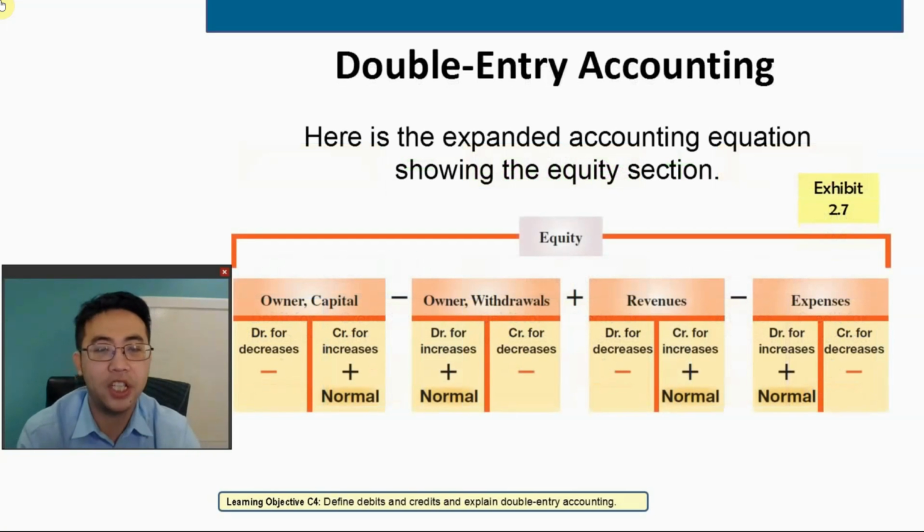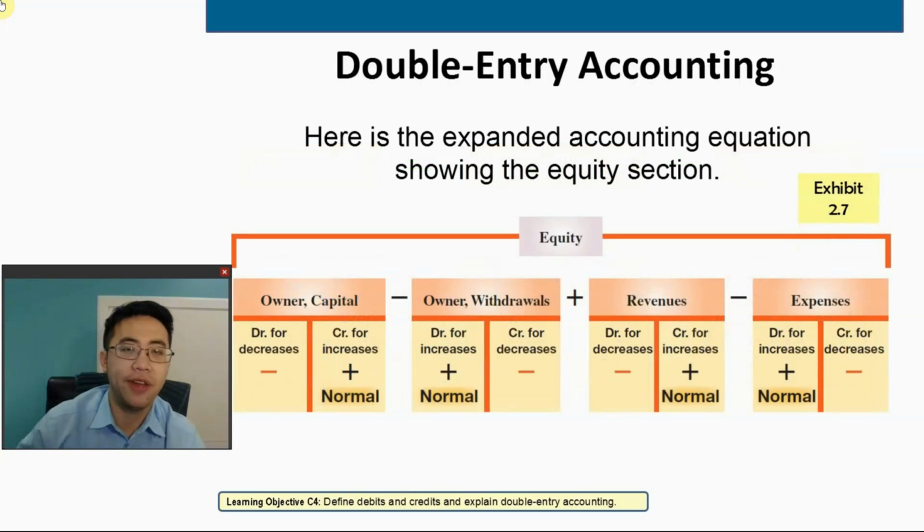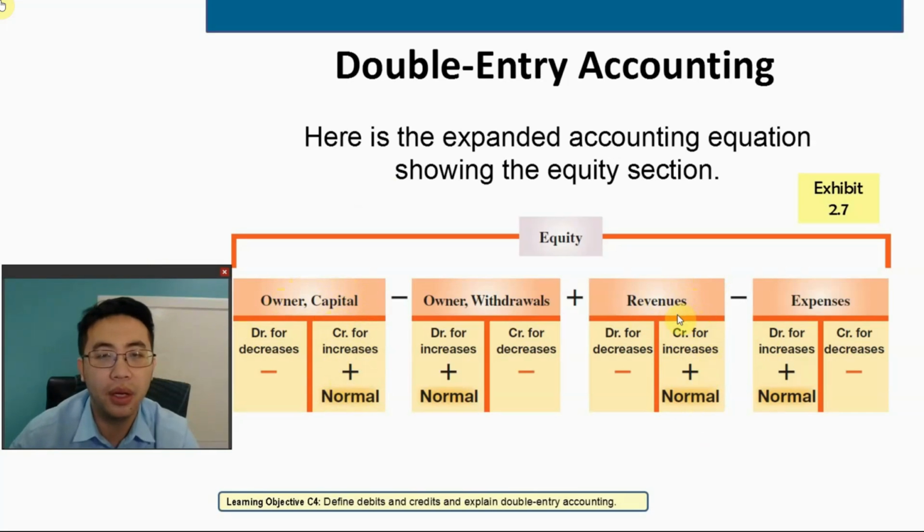All right, if we expand equity, we decompose equity into four factors: owner's capital, owner withdrawals, revenues, and expenses. As I said, if equity increases, that would be a credit. So what would contribute to the increase of equity? Of course, if there's more owner's capital being injected in the business, that's an increase of equity, that's a credit. If you earn more revenue, that is an increase of equity, so that's a credit.